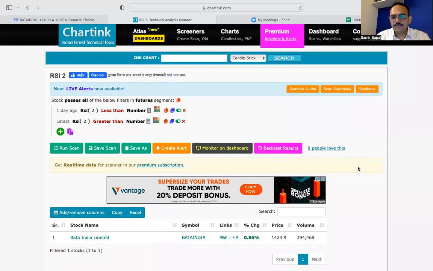Any other question? This is not RSI 1. This is RSI 2. RSI 14 is the default setting. This we have changed to RSI 2. And this is the filter which we have put on charting. So this is the filter you can put.